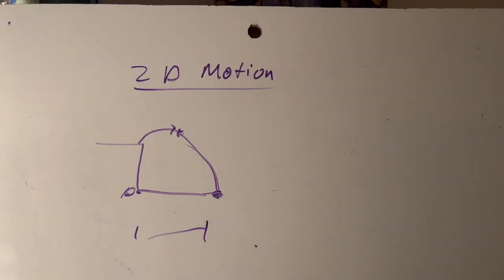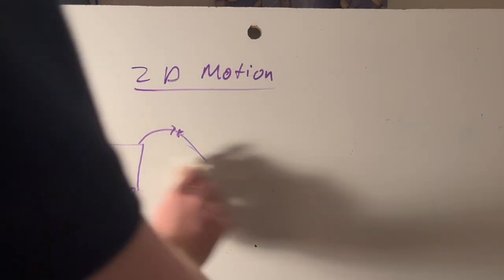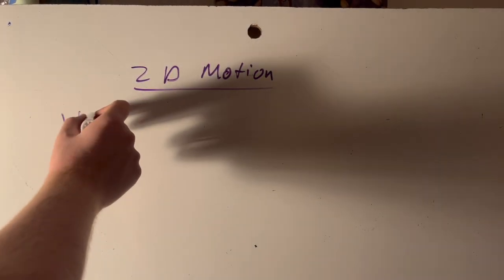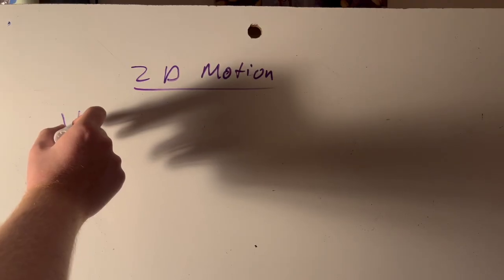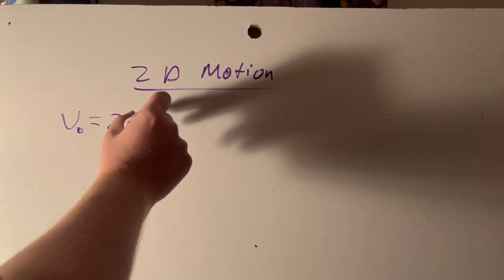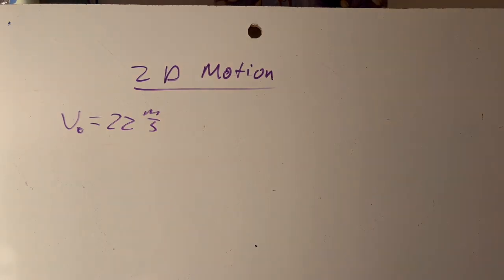Okay. So let's take a look at our kinematic equations for this. So let's say we have time, and we have gravity, our acceleration, and we have our initial velocity. So let's say for our initial velocity, we kick the ball at 22 meters per second. Okay, 22 meters per second.